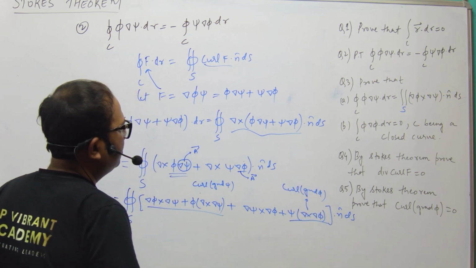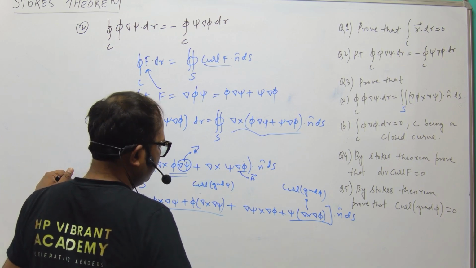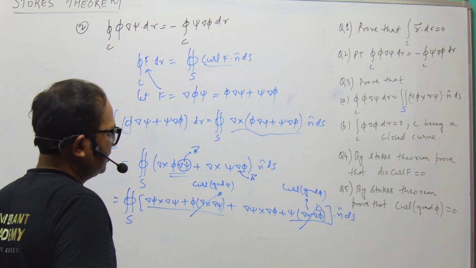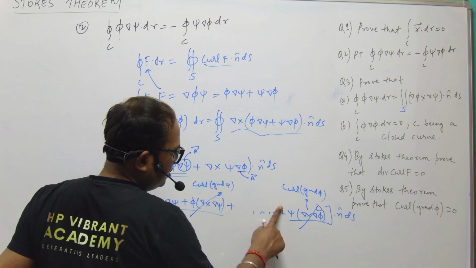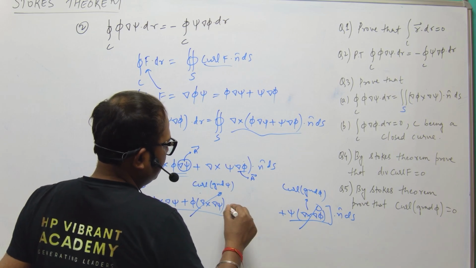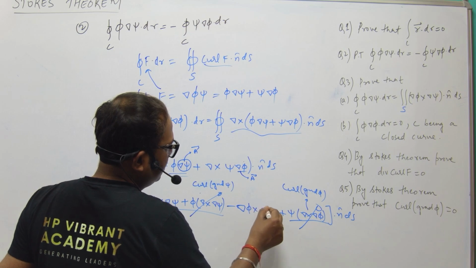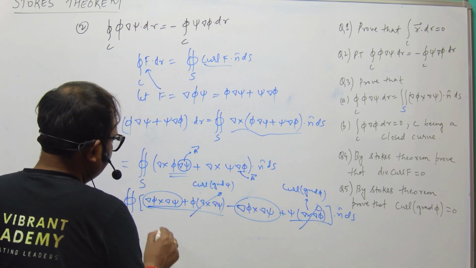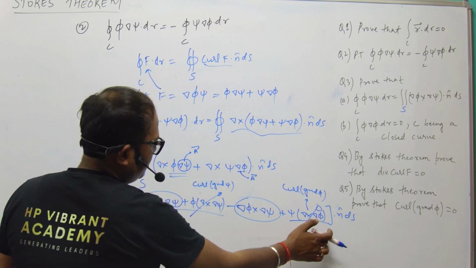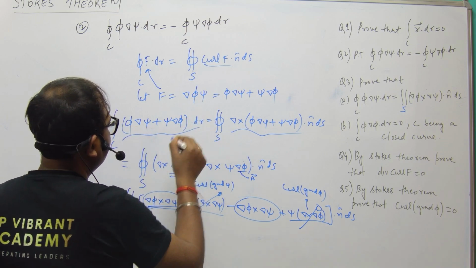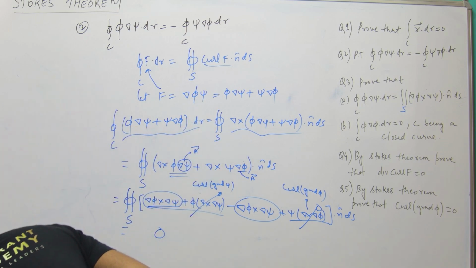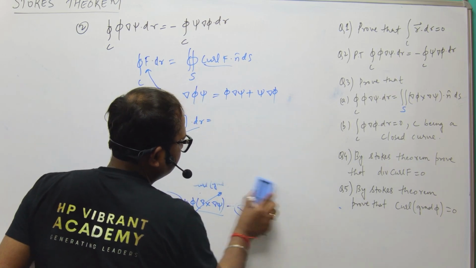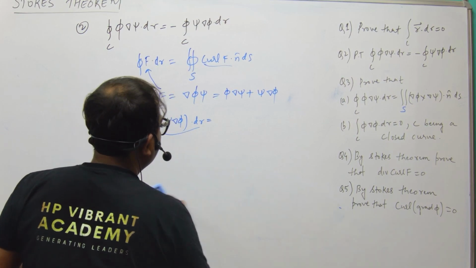From vector identity, the curl of the gradient of a scalar function is 0. So this is 0 and this is also 0. And this is del phi cross del psi, and this is del psi cross del phi. Let us change the order: there will be a minus sign, minus del phi cross del psi. These two terms cancel, so the whole expression will be 0. Since this whole expression is 0, this expression will also be 0. Just place 0 here, so equal to 0.